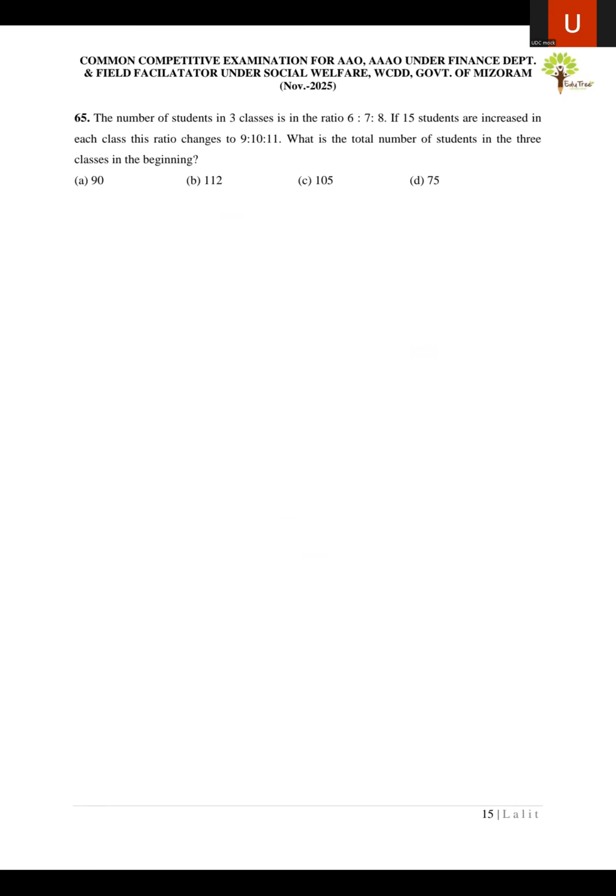So the question is, the number of students in 3 classes is in the ratio 6, 7, 8. All right, these are the number of students in 3 classes. Let us say A, B, and C are 3 sections or classes. These are the ratio of students.